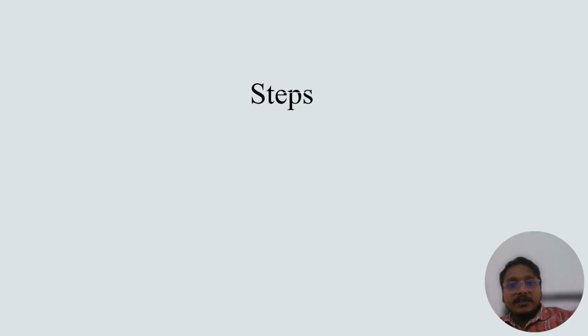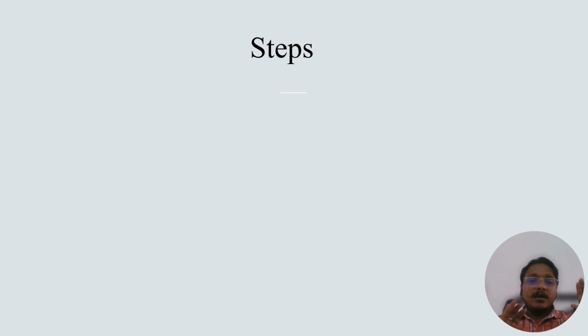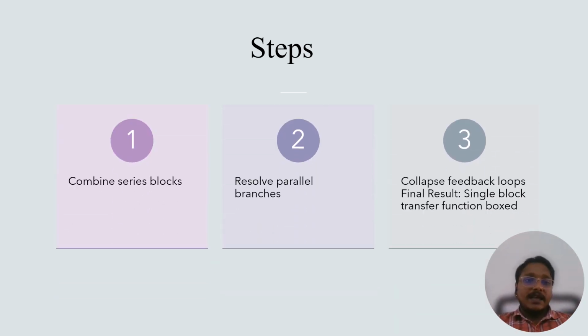Okay, now we will see the step-by-step procedure for doing this correctly. Because if we make reductions in between arbitrarily, it will not be possible. So there is a procedure. First, we need to combine the series blocks. That's why I first combined the series blocks, and after that the parallel branches. Then finally the feedback loops will come.